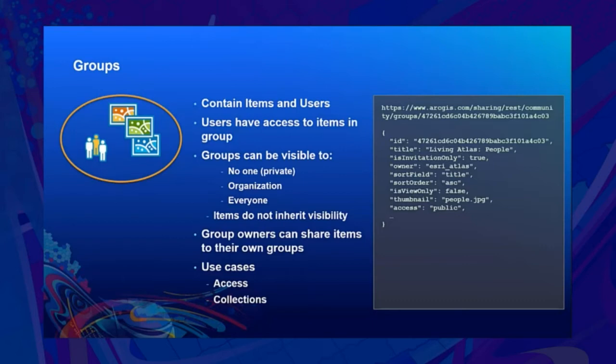Group owners can share items to their own groups, meaning that if you had a number of different job functions, all of which are encapsulated in your portal, owners of projects can create a group to represent their project and can share the items that they're creating for their project to their own groups. So group owners, again, manage that type of visibility there.